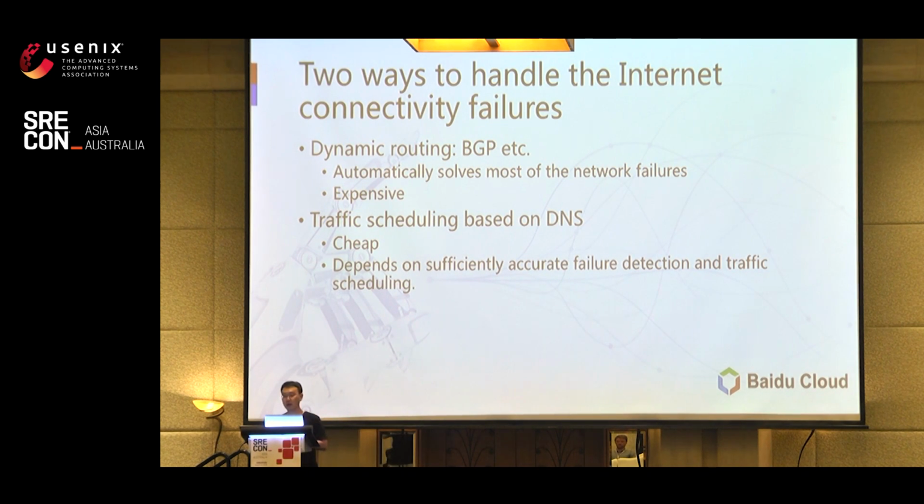Another approach is based on the traditional static routing network, using DNS for traffic scheduling to handle network failures. This method is much cheaper than using a BGP network. Most of Baidu's data centers currently use static routing. So today we introduce how to handle internet connectivity failures based on DNS.